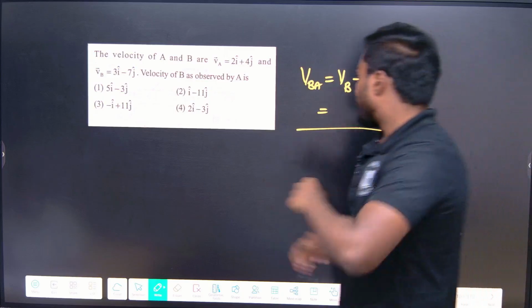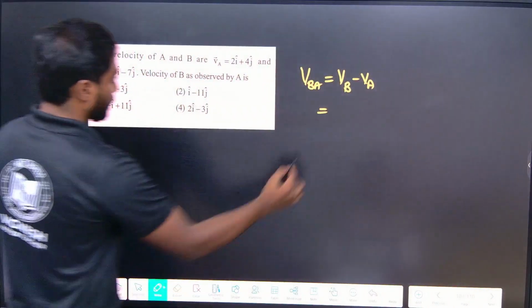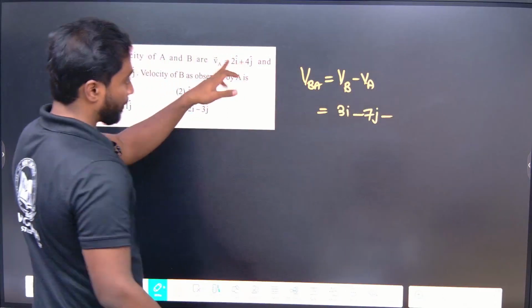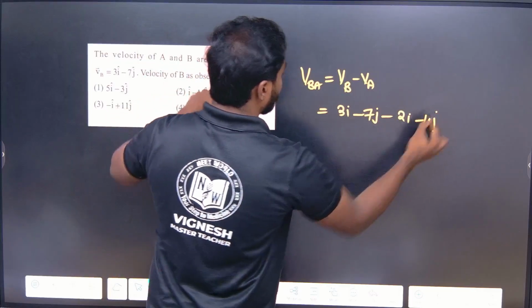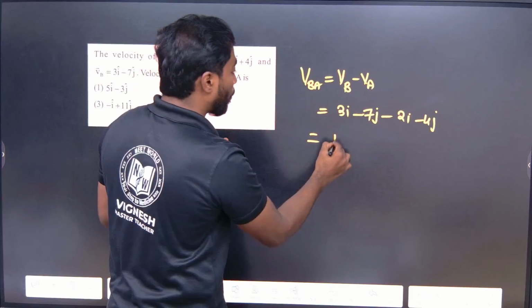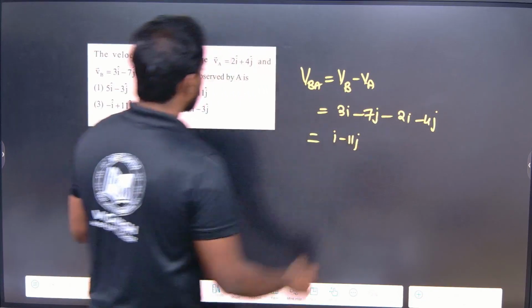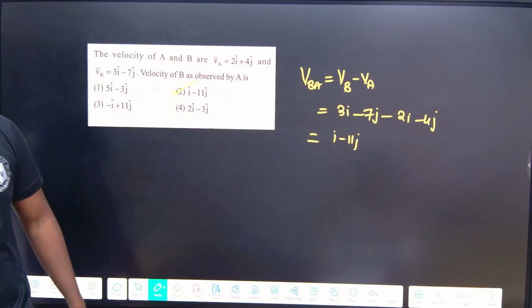Okay, the second one is the answer you got, no? Okay, we will check it. So 3I minus 7J minus of A, no? So minus 2I minus 4J, which is equal to 3 minus 2 will be 1I, minus 7 minus 4, which is minus 11J. So option 2 is the answer. Got it?